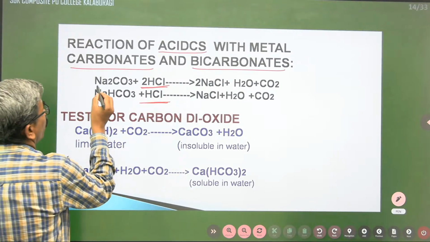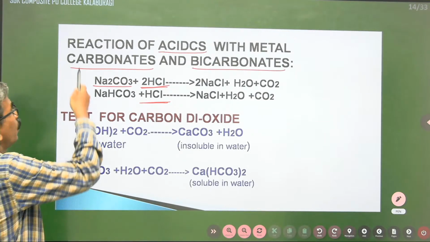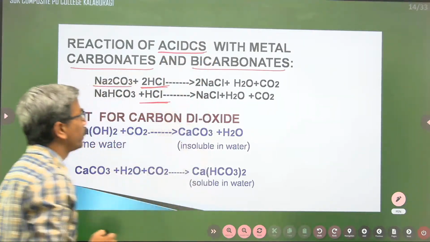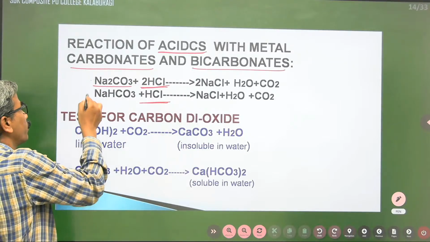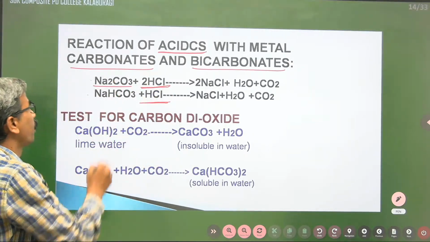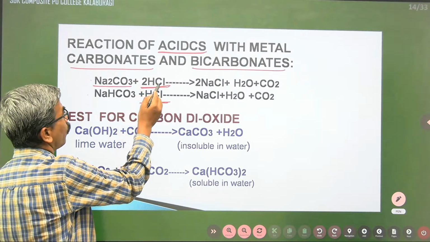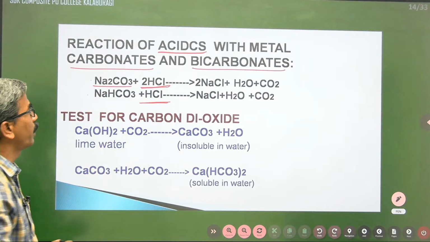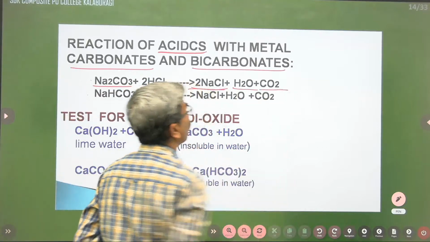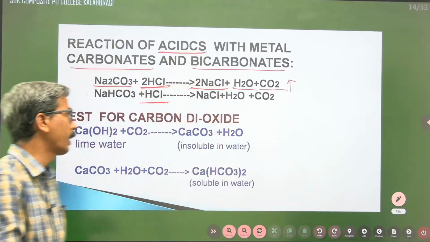Now this compound is called sodium carbonate, because now we are discussing how these acids will react with carbonates, and another one is with bicarbonates. First, I am taking the example of hydrochloric acid. When it reacts with sodium carbonate, it will produce sodium chloride, and the byproducts will be water and carbon dioxide. Here once again, this carbon dioxide is going to be in the gaseous state.